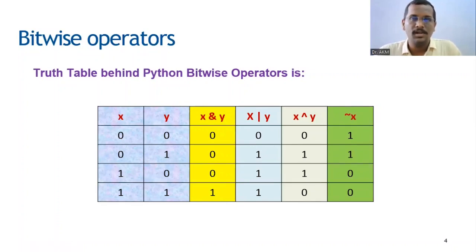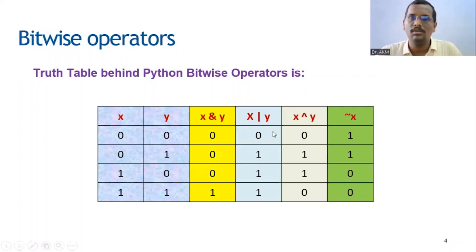So the next operator is bitwise OR operator. So x bitwise OR y. So with respect to bitwise OR operator, if any one of the statements or any one of the sides the value is true, the answer is true. If any one of the sides the values are 1, the answer is 1.